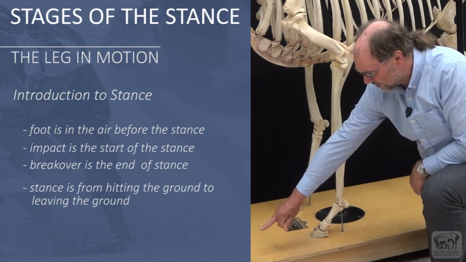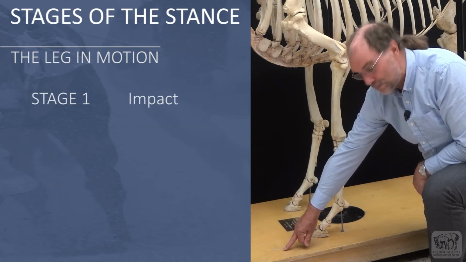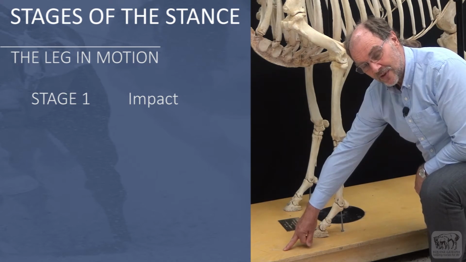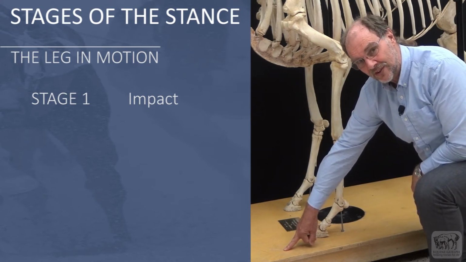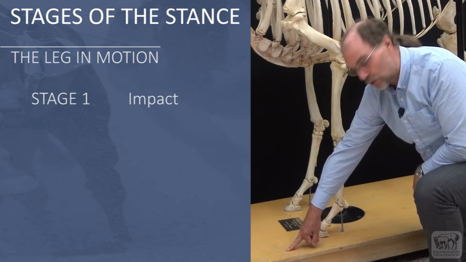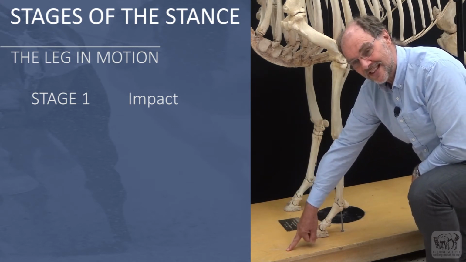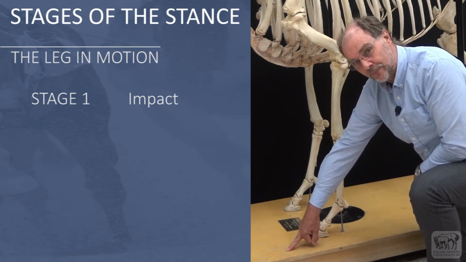And I'll just curl so you can see one toe coming down. The foot comes down, impacts with the ground. So there's about a 5 to 10 thousandths of a second moment of contact with the ground. And I'm going to call that impact, and that's stage 1 of the stance phase.